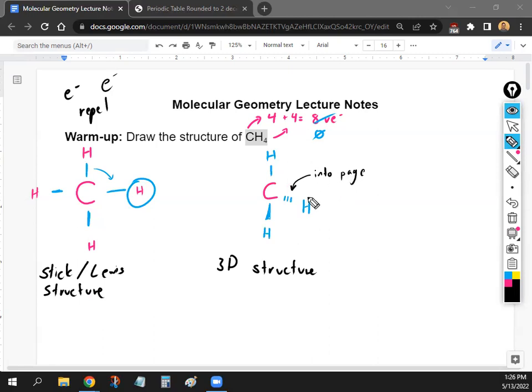The dashed lines means it's going into the page. The triangle means that it's coming out of the page. And then this one right here is just going to get pushed a little bit down diagonal like this. And so this is going to be the 3D structure for CH4. And don't worry, you guys don't have to memorize how they get pushed around. I'm going to give you a little handout that you can use on the quiz to see how these 3D structures look. And you'll be doing it for the assignment today. But this is what CH4 looks like in 3D.